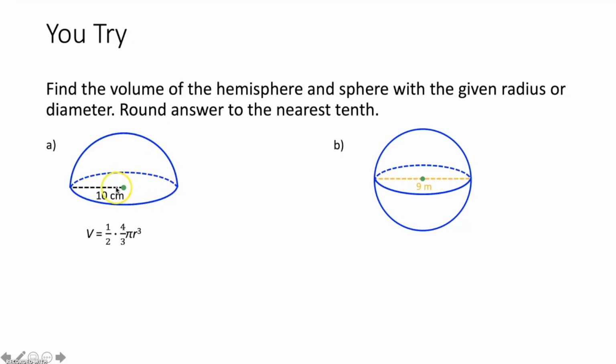So what is our radius here? That would be 10 centimeters. We can plug that in for r right here. We then cube that and multiply that by 1/2 and 4/3 pi out front.